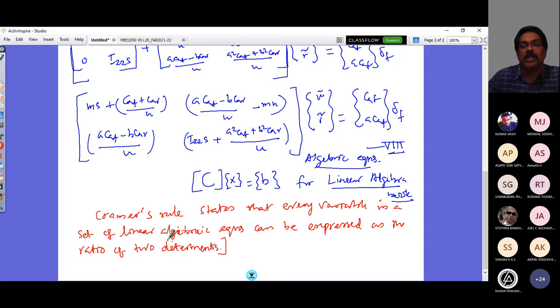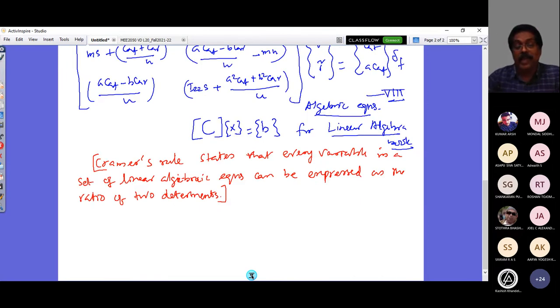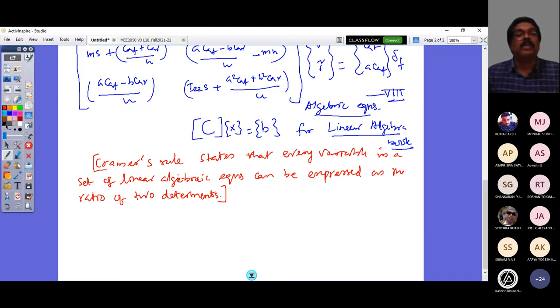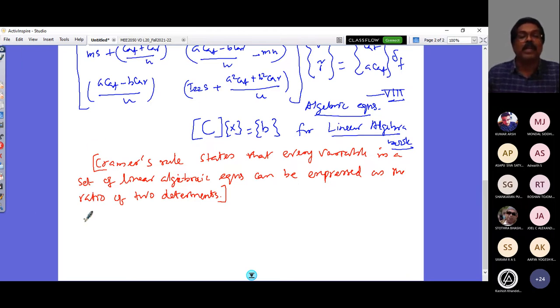So this is the classical statement of Cramer's rule in linear algebra when you have a set of algebraic equations. That helps us now get our job done. Our task is to find the transfer function. So what is my transfer function? One transfer function is the lateral velocity transfer function, that is delta V by delta.